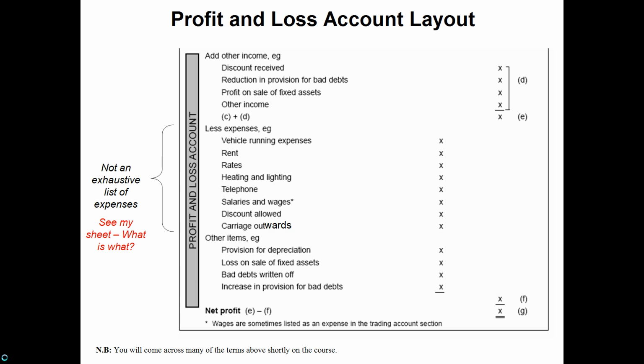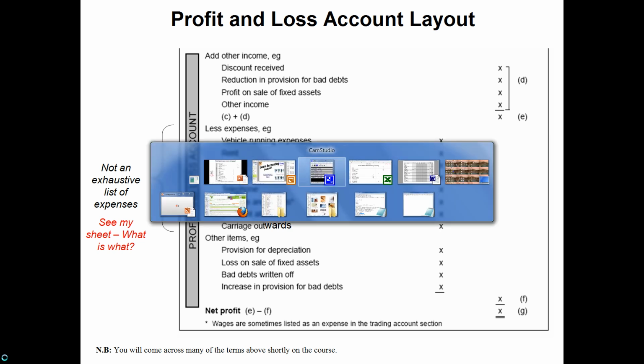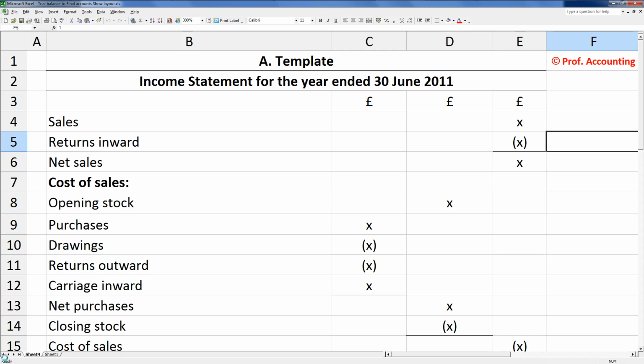Okay, so if I just move on to my layout here using Excel. So this is a template. This is my layout, or a layout that's got a bit more detail in. So if you just have a look at this and compare, I call it the income statement. You can still obviously get away with saying trading and profit and loss account, and there's nothing wrong with calling it that, because it's good to break it down into the two parts. But it is now officially called an income statement.